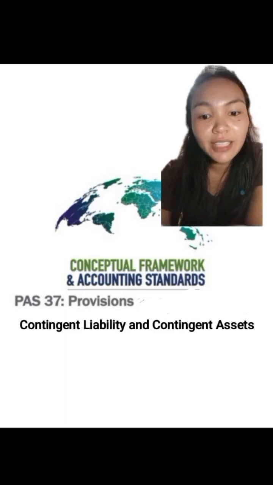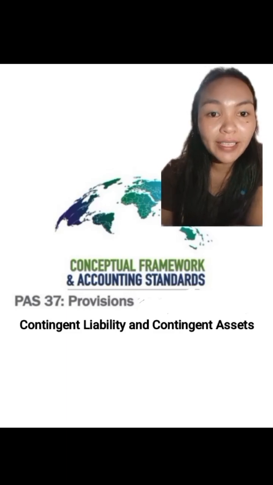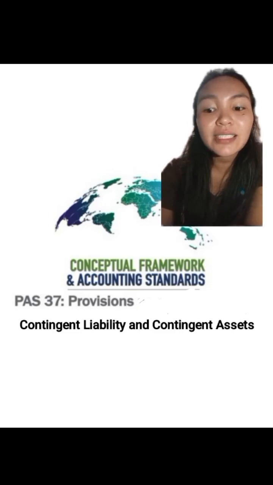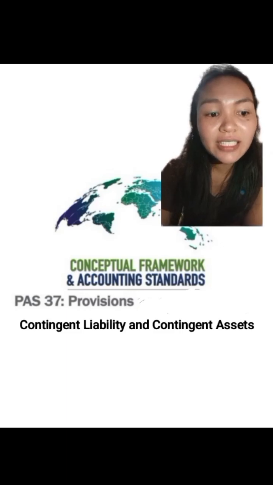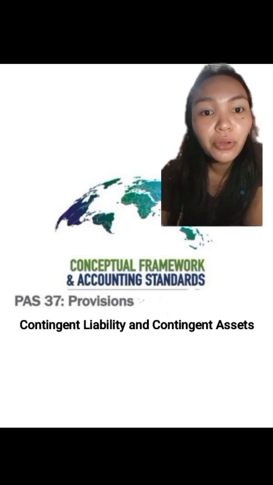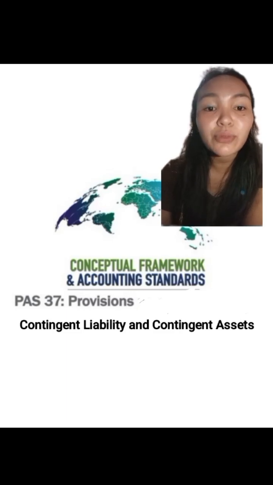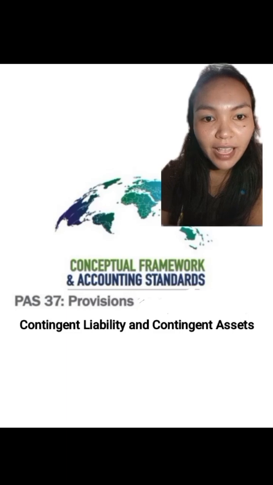PAS 37, this particular standard, we talk about two items, which are the liability and the asset. So this is a mixed standard. When we say this is a mixed standard, it does not pertain only to the asset section or the liability section or the equity section. It talks about both liability and assets. So as you can see, we can recognize or disclose contingent liability and contingent assets.